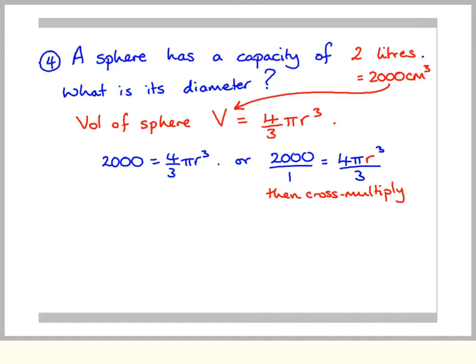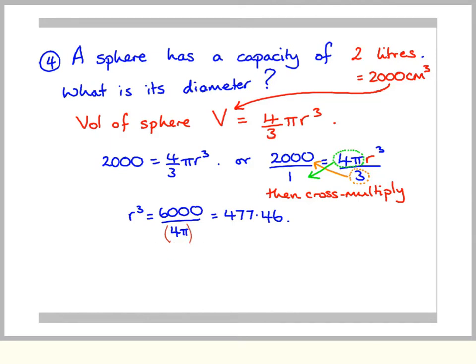R is what I need to get, so we cross multiply everything away from the r term. 3 moves up to the top. 4 pi moves down to the bottom, the other side. So you end up with r cubed equals 6,000 over 4 pi. Now be careful here, folks. 4 pi should go in brackets because you don't want to divide by 4 and then times by pi. So 4 pi goes in brackets, so you're dividing by both of them.